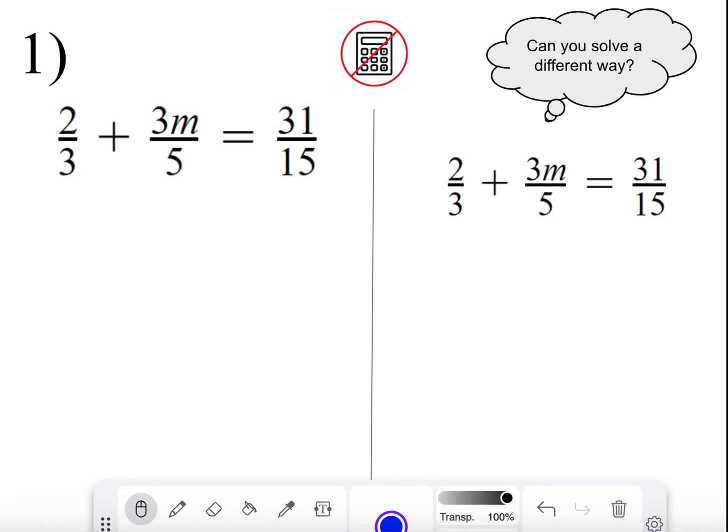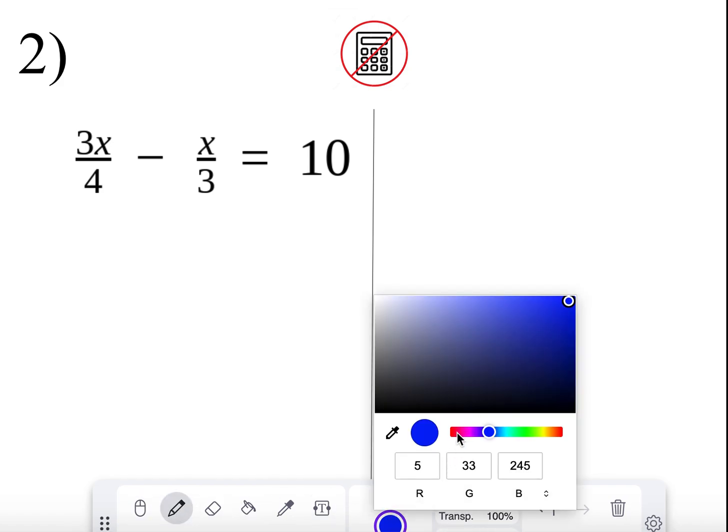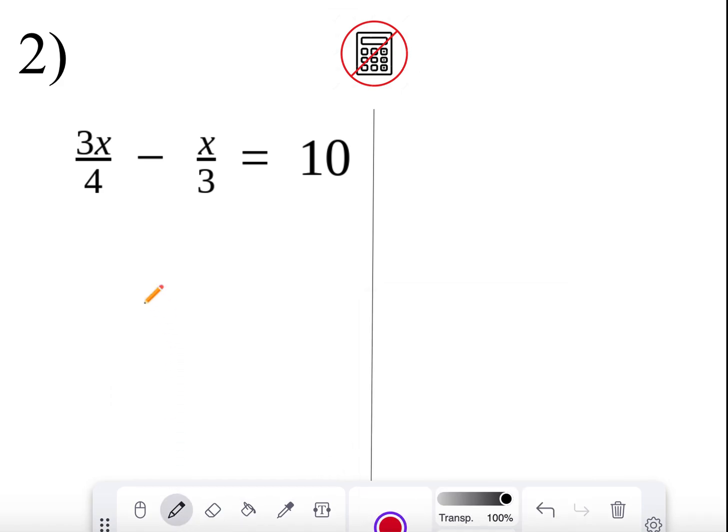Let's go ahead to number 2. Now we're going to do this one 2 different ways. So let's start off right over here on the left. Go ahead and write it down one time. Now, do you see the difference with this one is that there's an x here and there's an x here on both terms. In fact, this is an invisible 1x, isn't it? So if there was no denominators at all, pretend like there was no denominator, and we had 3 x's minus 1x. These two are like terms.